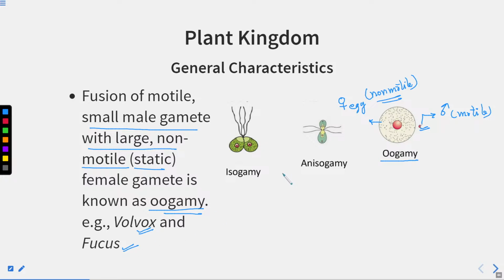So here if you see this picture clearly, in isogamy both the gametes are morphologically similar, right, and here anisogamy, and here in the case of oogamy, one is larger and non-motile and one is smaller and motile.